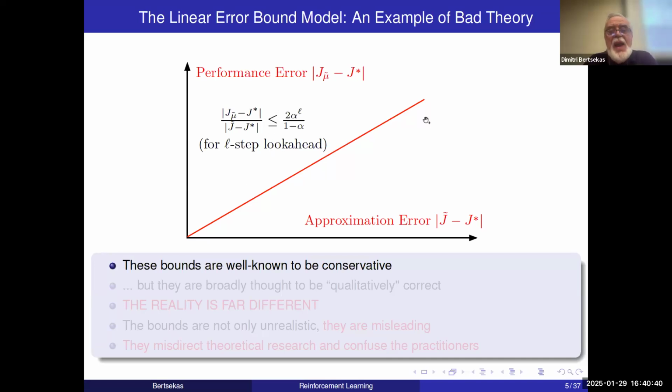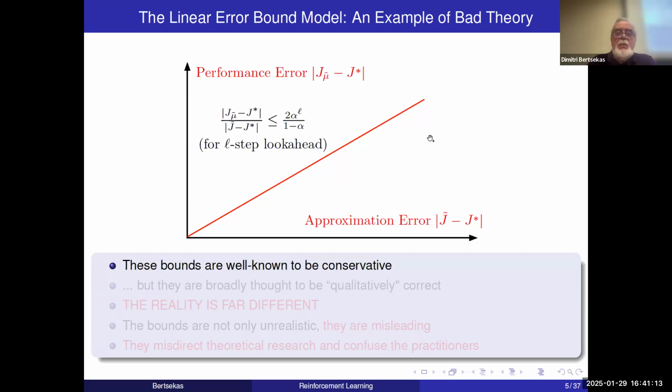And this line here has a slope. That's the estimate of the deterioration. The ratio between these two is less than 2 alpha to the L, where L is the length of the look ahead, divided by 1 minus alpha. Remember, this is a discounted problem, so alpha is less than 1. So as the look ahead size L increases, this bound becomes lower, becomes more favorable. Okay.